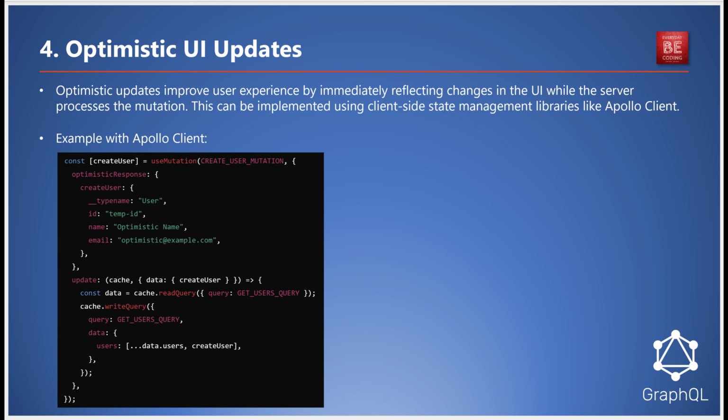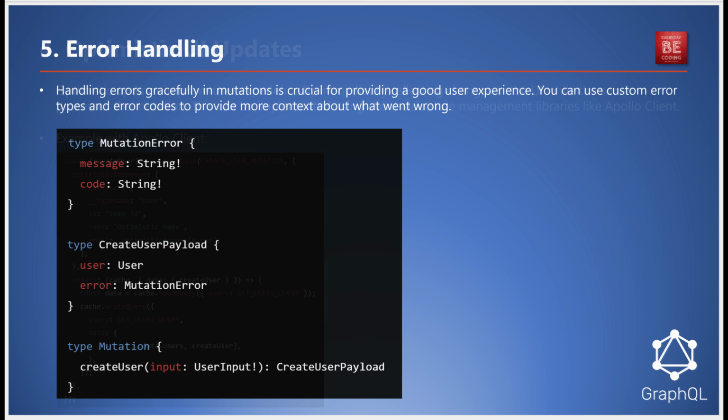However, not all mutations succeed, and here comes the importance of robust error handling. By defining custom error types and codes, applications can inform users more precisely what went wrong, rather than leaving them guessing. This transparency helps in building trust and reliability, ensuring users feel informed and in control even when errors occur.